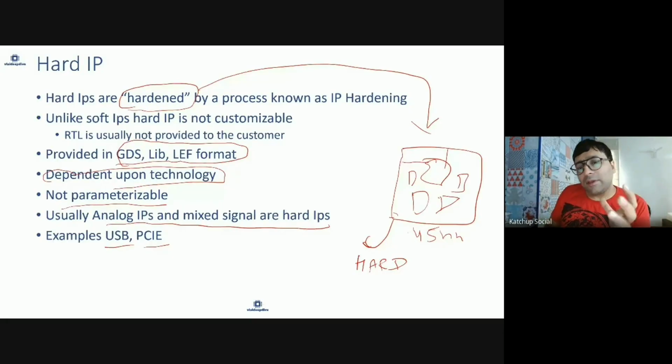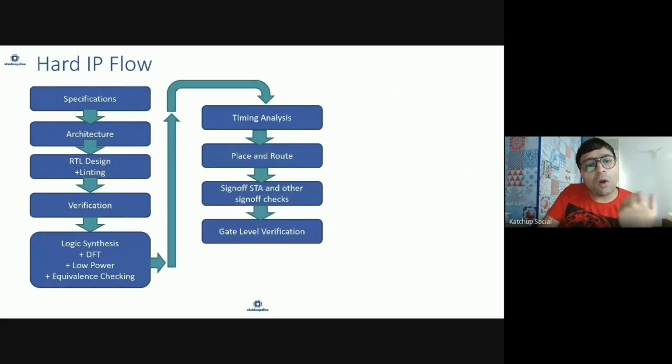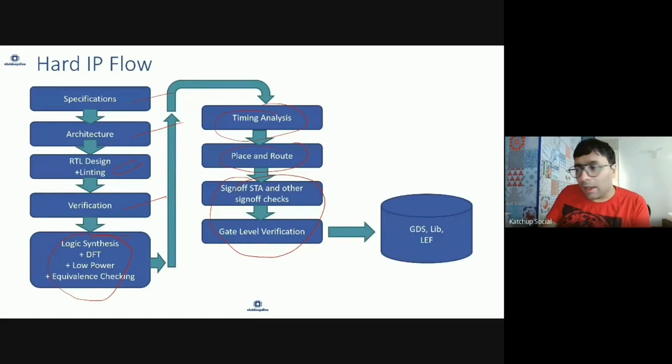And if technology changes, you will have to design a new hard IP and then sell it. Since hard IP is linked to a technology, the steps I described are a subset of the overall VLSI design flow. Now you will stop after place and route. So you will do specification, architecture, design, verification, logical synthesis corresponding to your technology, timing analysis, place and route, all the sign-off checks that are needed, gate level verification, and then that is what you will ship.